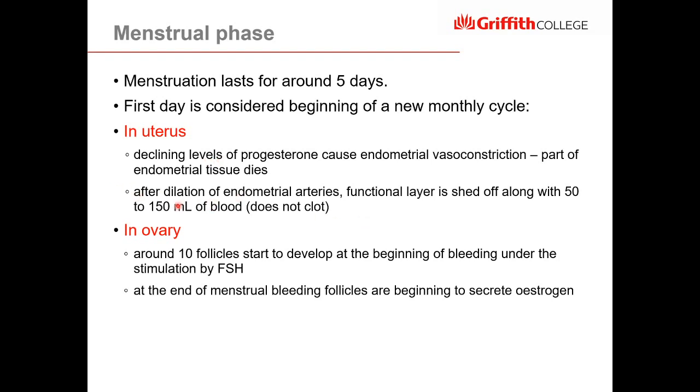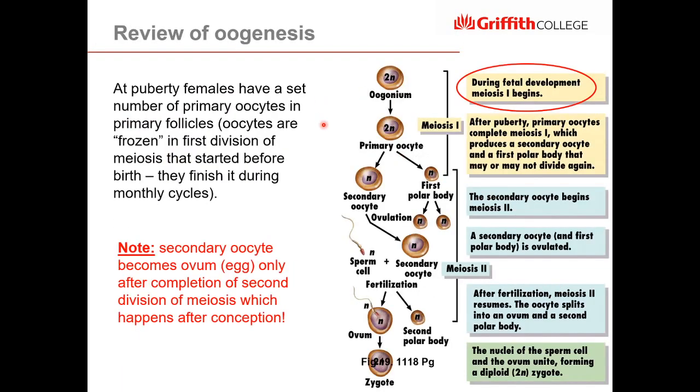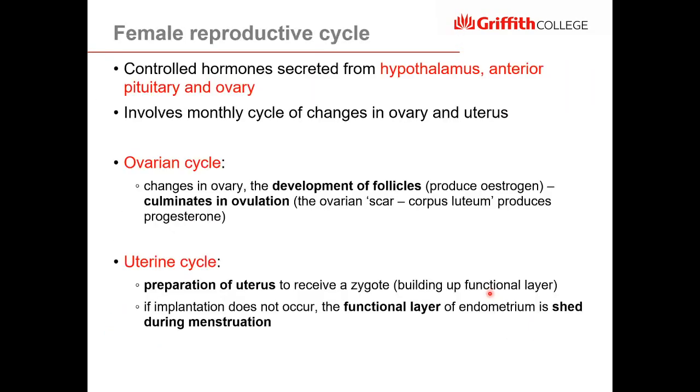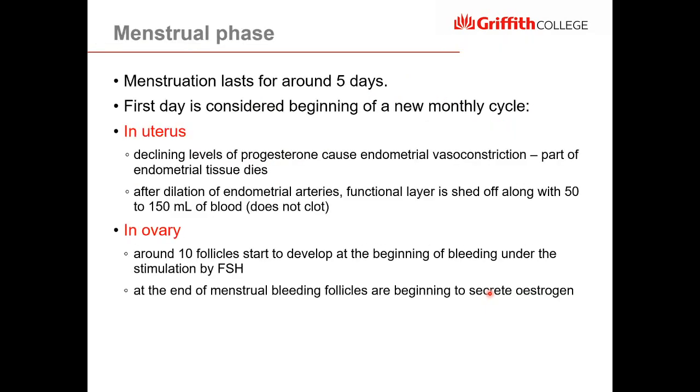And that's what is being described down at the bottom here. So after that, the functional layer is being shed and removed, which is the approximately 5 days of bleeding. Now within the ovary, around 10 follicles will begin to develop. So again, the stimulation of that FSH is triggering production of those follicles, to begin the development of these primary follicles into the secondary follicles, et cetera. Essentially, we're getting the cycle started again.